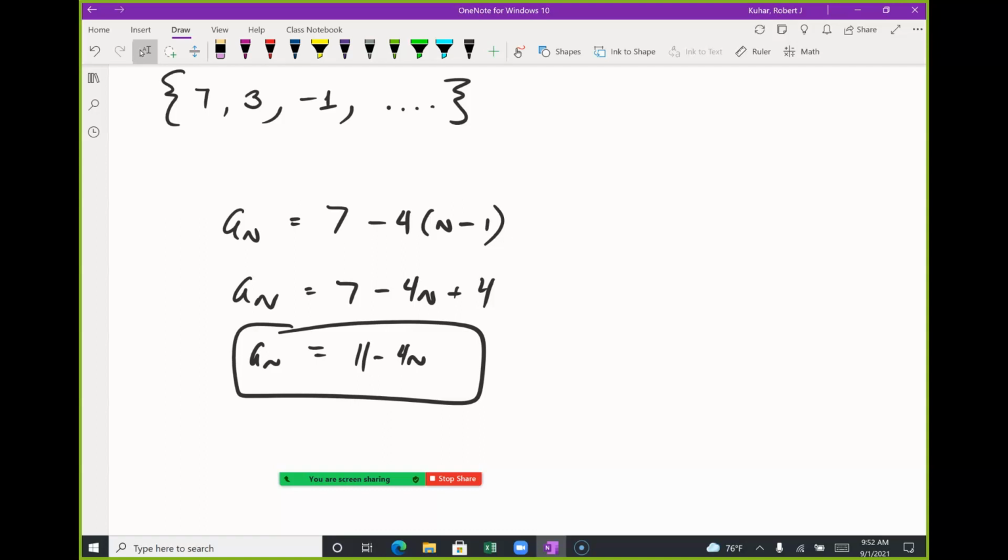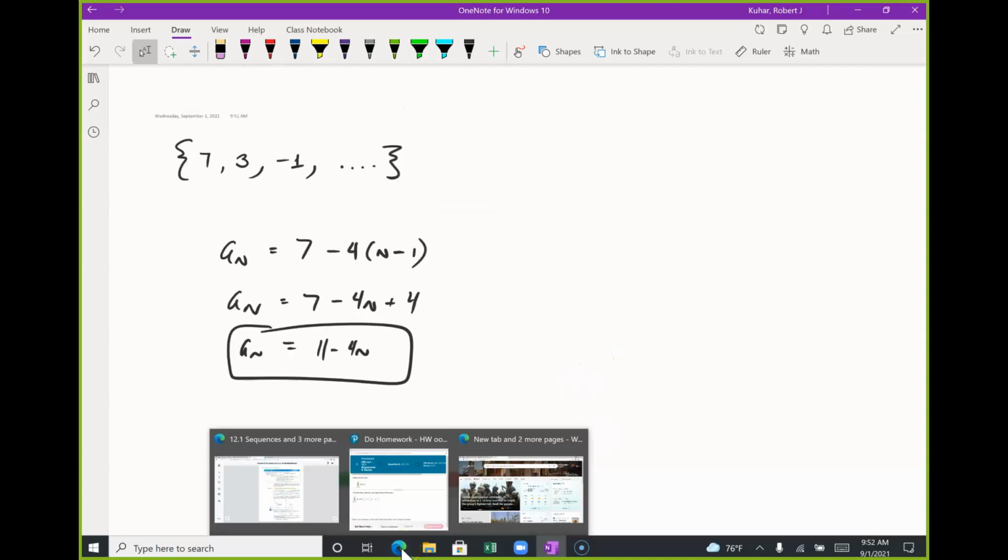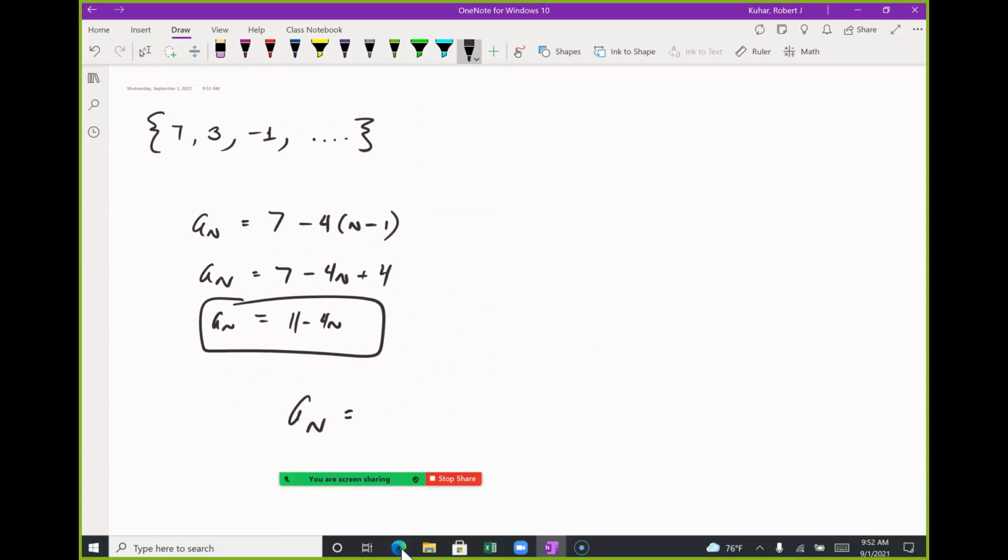Pretty easy, right? Very easy. Is it okay if we do like 4n plus 11 or minus 4n plus 11? Yes, of course. And the whole idea, especially when you get into calculus, is you're just trying to write things.